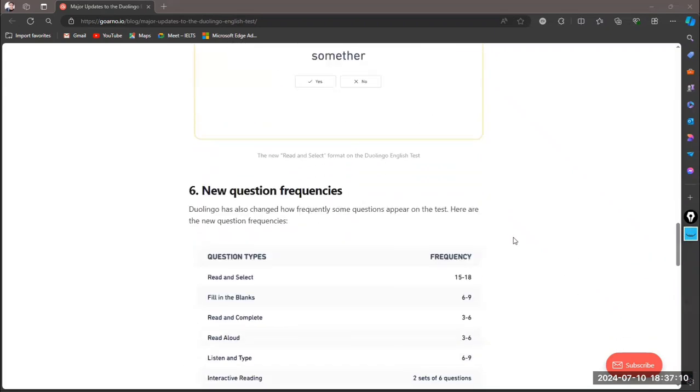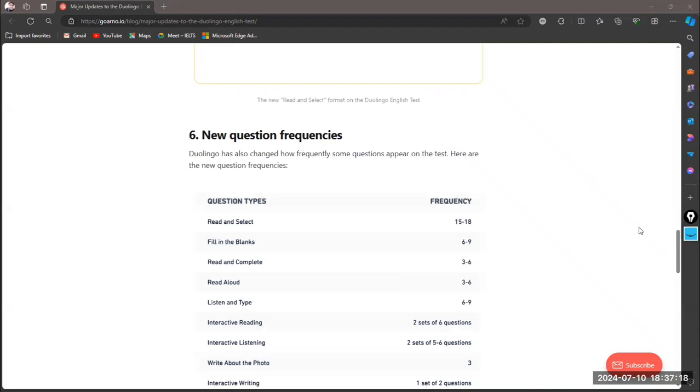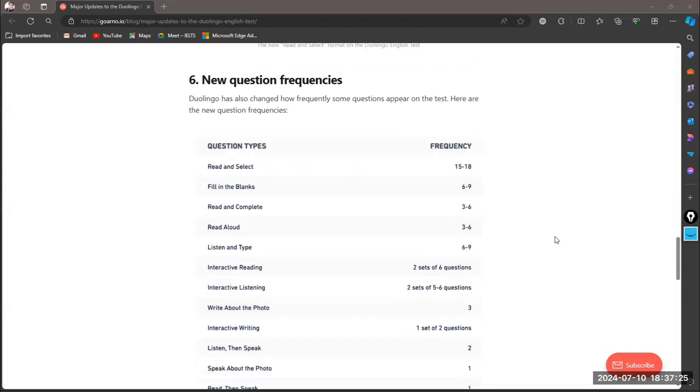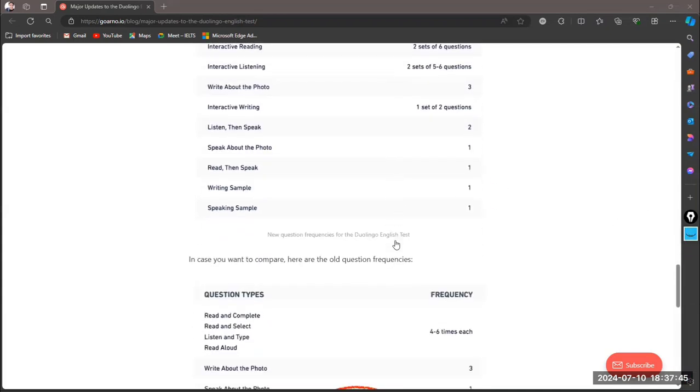Now with this, exactly, the sixth update is new question frequencies. Now, Duolingo has also changed how frequently some questions appear on the test. If you remember, when discussing some modules, for example, the read and select module is going to be shown to you from 15 to 18 times. Fill in the blanks from 6 to 9 times, read and complete from 3 to 6 times.